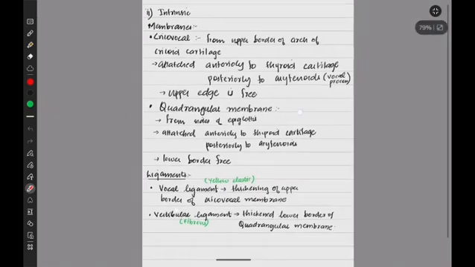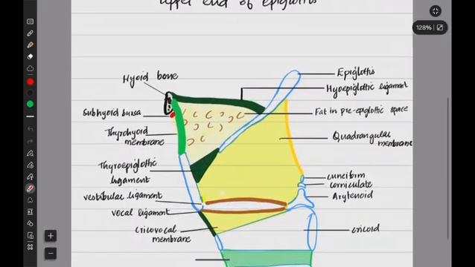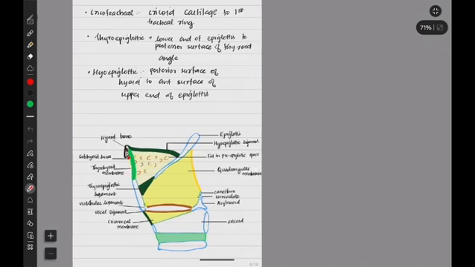The quadrangular membrane arises from the sides of the epiglottis and is attached anteriorly to the thyroid cartilage and posteriorly to the arytenoids. The lower border is free. So this is the quadrangular membrane, and this is the lower border. So these are the intrinsic membranes.